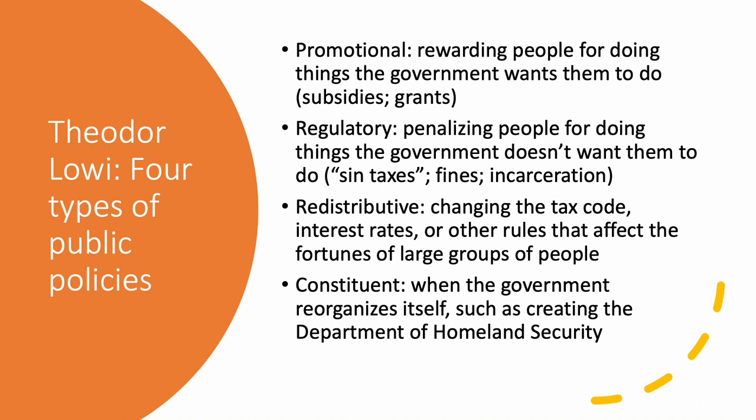And the final type of policy is constituent policy. That means when the government reorganizes itself. Best example I can think of is the creation of the Department of Homeland Security after 9/11. They created a whole new government department. That went through the policy cycle very quickly too.